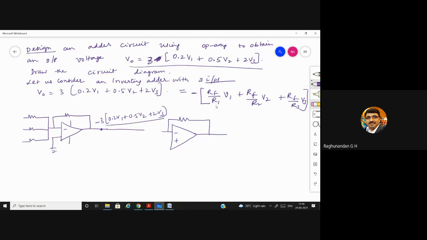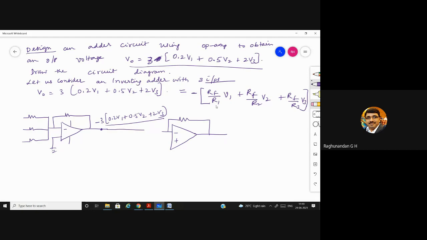But in order to use this inverting amplifier, is this equation matching with this equation? Our intention is only to, what is our intention here mainly? To nullify, to change this negative to positive. But if you take an inverting amplifier, it can add gain also. So in order to make it an unity gain amplifier, what should we do?